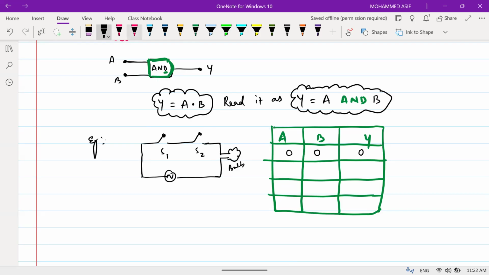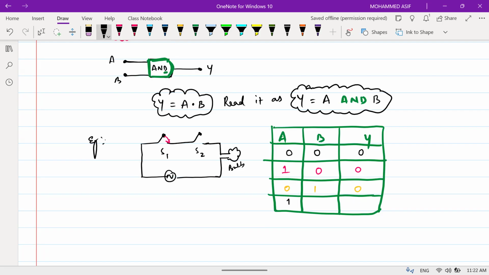Now, if I close switch 1, S1 is 1 and B is right now 0. There is a flow of current in this one, but there is no flow of current in the other. So the bulb will not glow. Even in this case, it will be equal to 0. Clear? Next one, I'm taking this one as 0 and this one is 1. Even in this case, it will not glow.